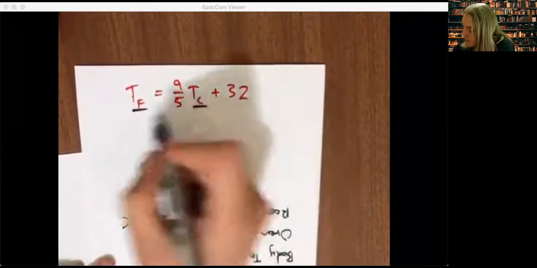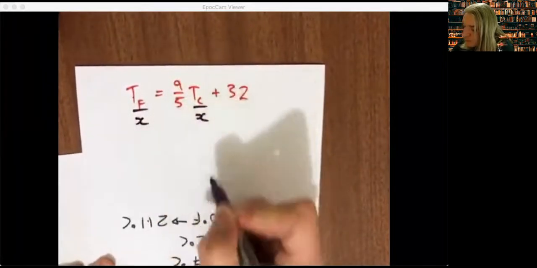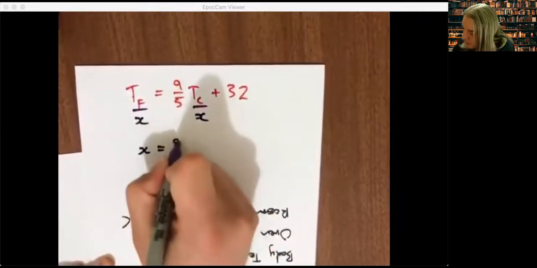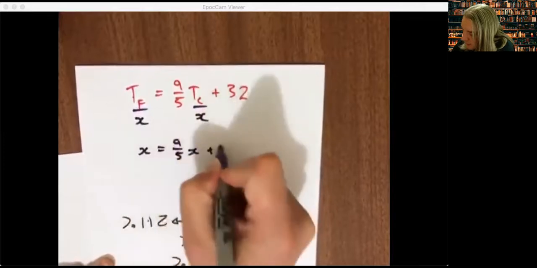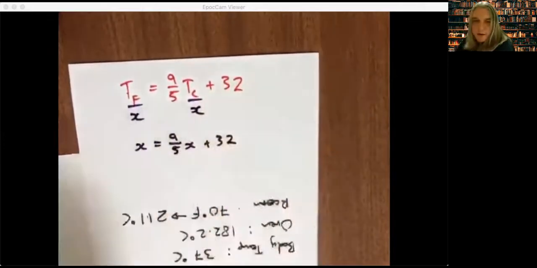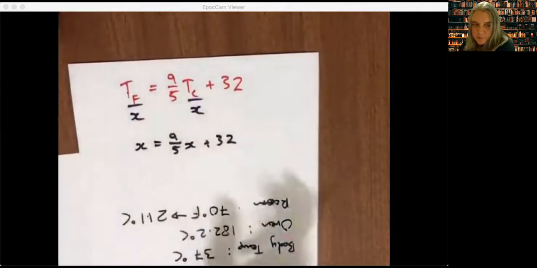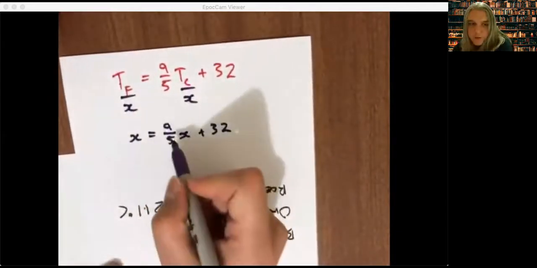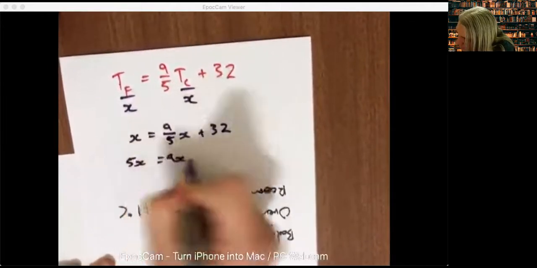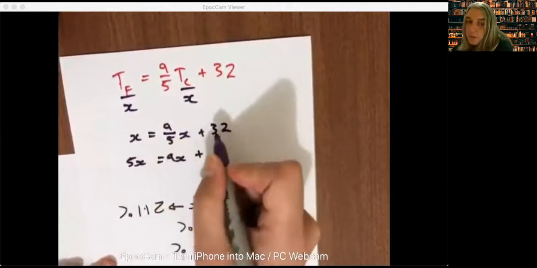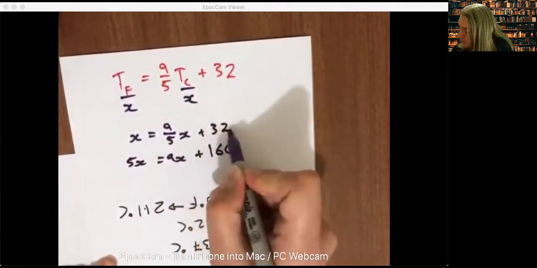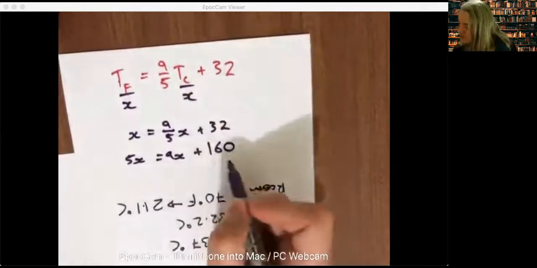the same? So let's call them both x. Let's say that we've got x for both of them. So what we have is that x is equal to 9/5 x plus 32. And now it's just algebra, just rearrange that to figure that out. So times everything by 5 might be a good place to start. 5x is equal to 9x plus 32 times 5, which is 160. 3 times 5, 150. 2 times 5 is 10, 160.